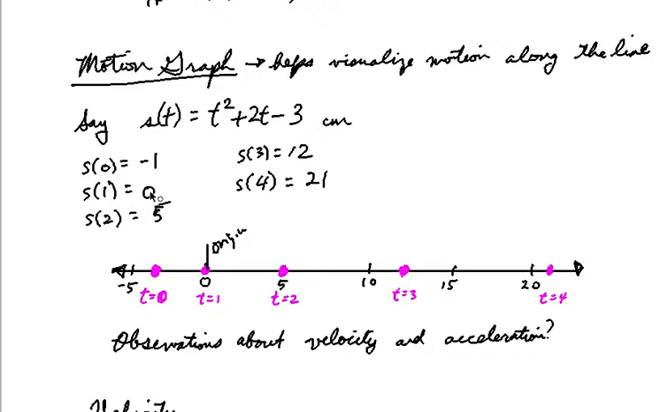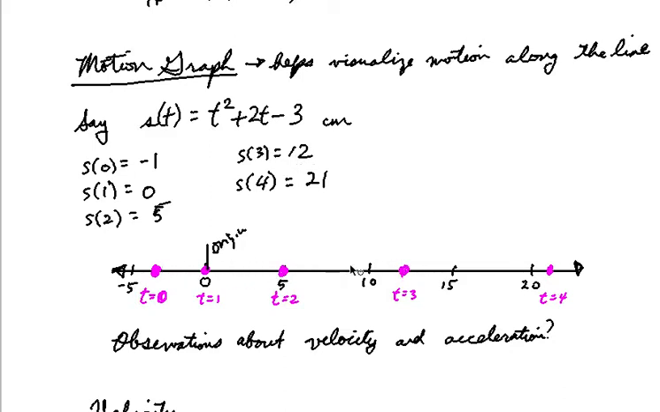If 1 second passes and I get a 0 out, I'll be right here, because the displacement is 0, so I'll end up on the origin. If after 2 seconds I get 5 out, then my displacement at time equals 2 is 5, so I'm over here. After 3 seconds, my displacement is 12, so I am all the way over here.